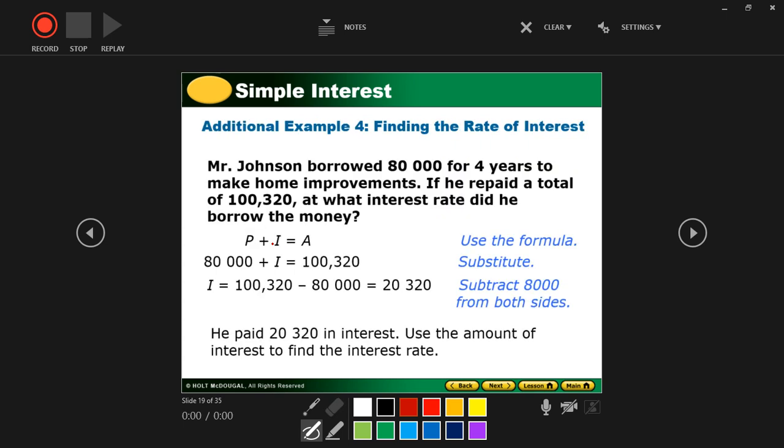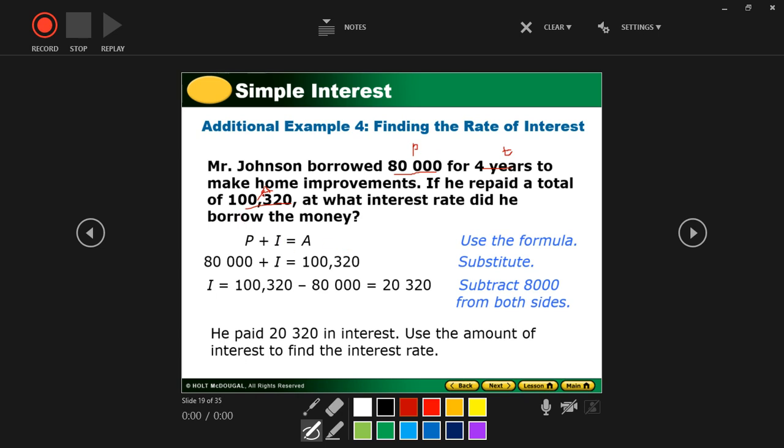Okay? Next. Mr. Johnson borrowed 80,000, that is the principal amount, for 4 years to make home improvements. So this is the time. If he repaid a total of 100,320, at what interest rate did he borrow the money? So the amount Mr. Johnson borrowed for home improvements is only 80,000, for 4 years. After 4 years, what he paid is 100,320. The question is, what is the percentage? What is the rate of interest?